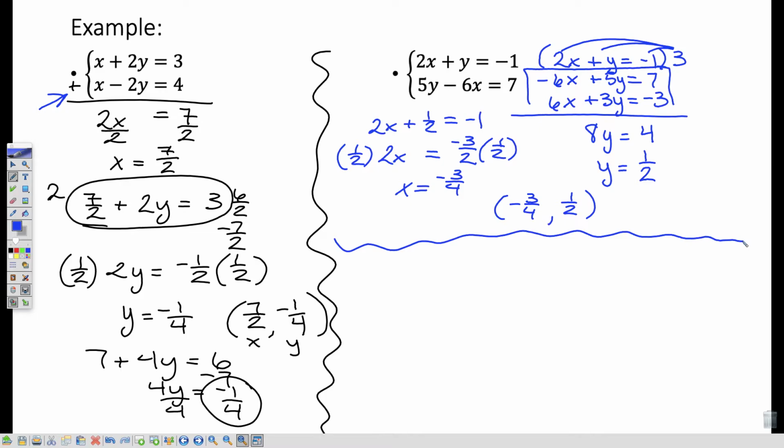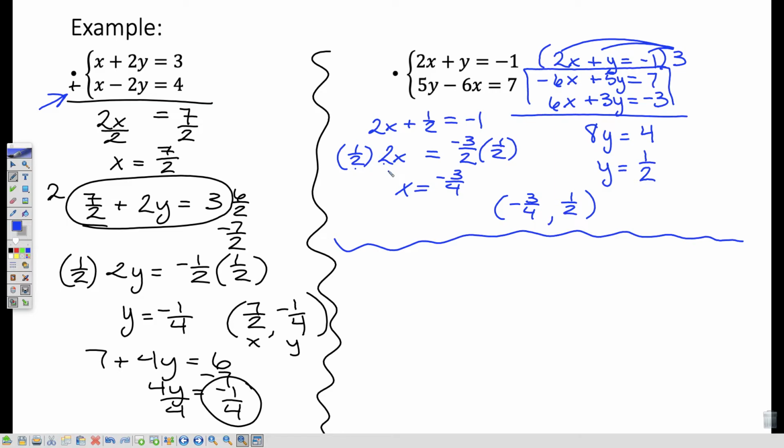Now I want to do it another way. How are you getting the 2 and the 1/2? Well, I'd have to divide by 2. And dividing by 2 is the same as multiplying by 1/2. And I'm doing that because I have a fraction on the other side. So I'd have to multiply by the reciprocal anyway. Division is the same thing as multiplying by the reciprocal.